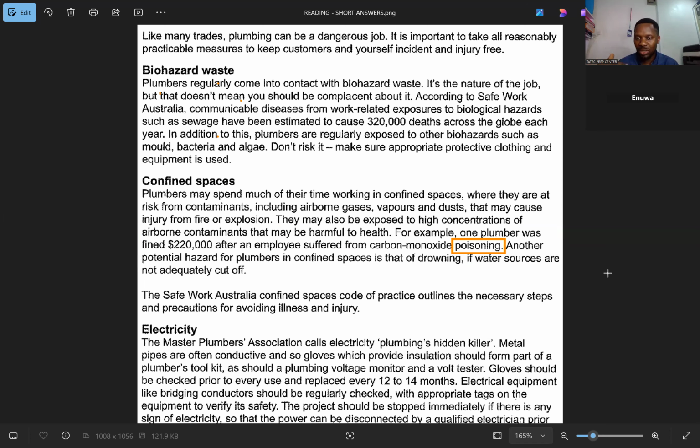So all you need is to be very careful, follow it chronologically, because the answers are usually in the descending order. And the good thing is that you have a clue as regards the paragraph you should specifically go to look for your answer. So poisoning, confined spaces is the particular place you should look, a paragraph of confined spaces. And the risk is poisoning. That's our answer. Let's go to the next question.